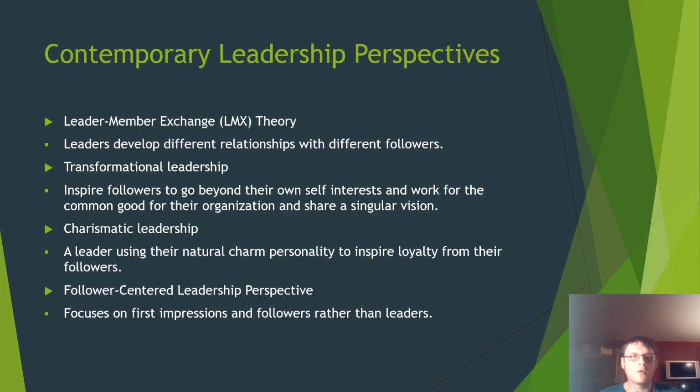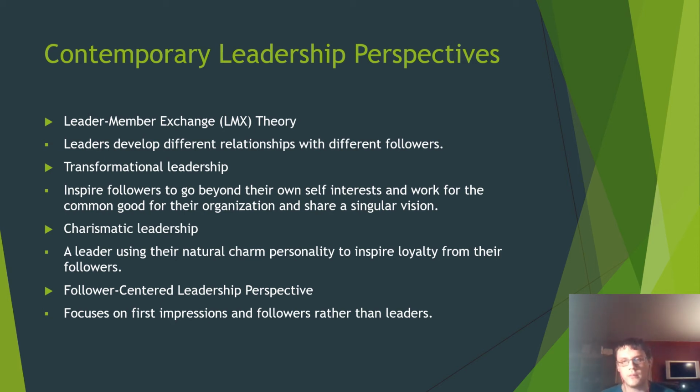Next are the contemporary leadership perspectives, which include the leader-member exchange theory, which is basically that leaders develop different relationships with different followers. Usually it's divided into in-group exchange and out-group exchange. Basically, in-group exchange is interaction that occurs when leaders and followers develop good working relationships based on mutual trust, respect, and a sense of sharing common values. While out-group exchange is people who are presumed to be incompetent, unmotivated, untrustworthy team members that have low-quality relationships with their leaders.